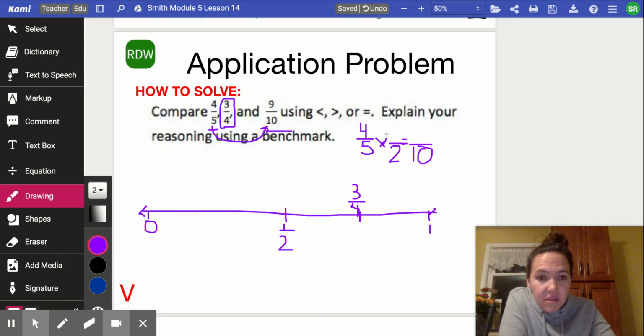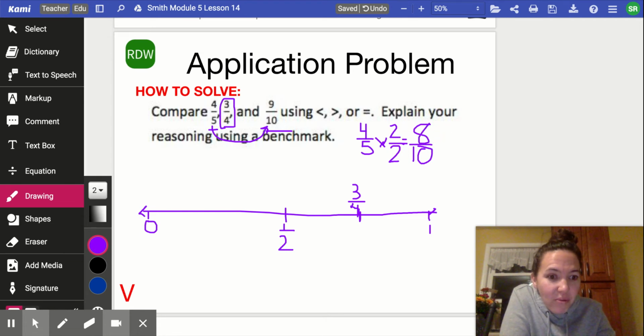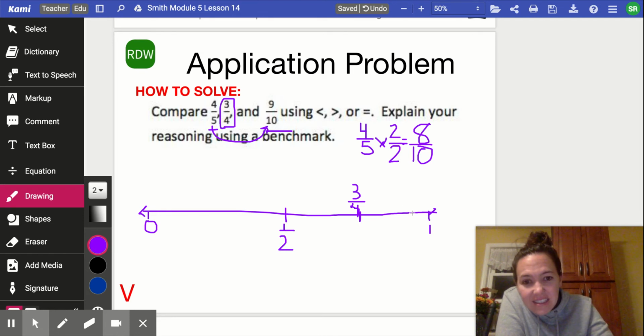And whatever I do to the bottom, I also have to do to the top. 4 times 2 is 8. Now we've got it. 8/10 is the same as 4/5. So I'm going to put it right here. That means 9/10 is going to go just after it.